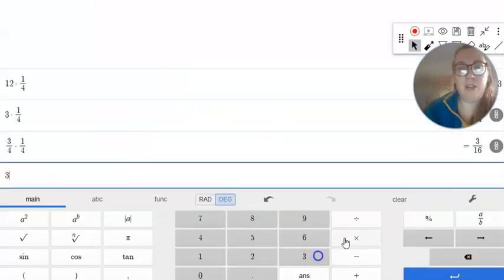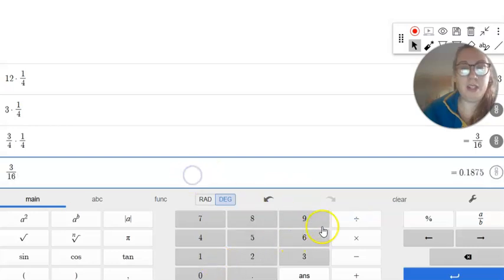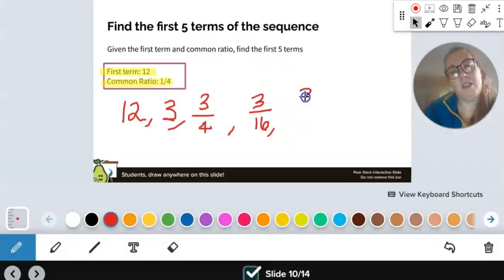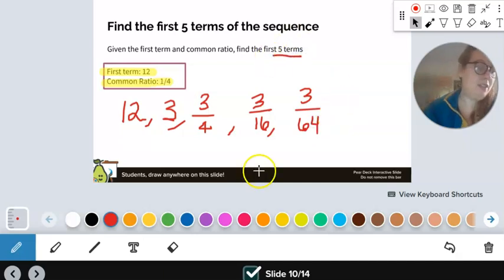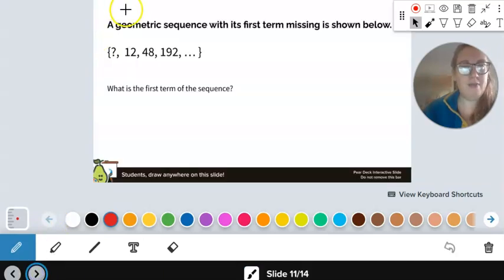And then the last one is 3/16. We're not scared of fractions. Times 1/4, hit that button, is 3/64. And there's our first 5 terms. Beautiful. Push ahead to slide 11 when you're ready.